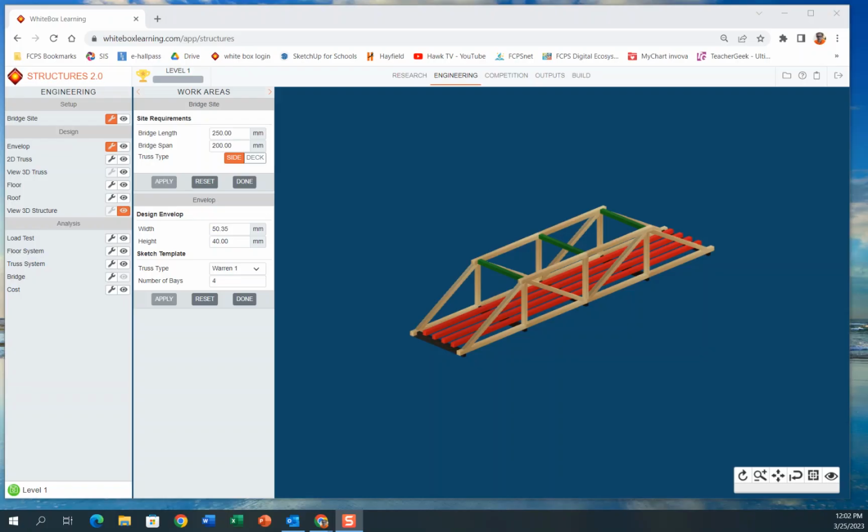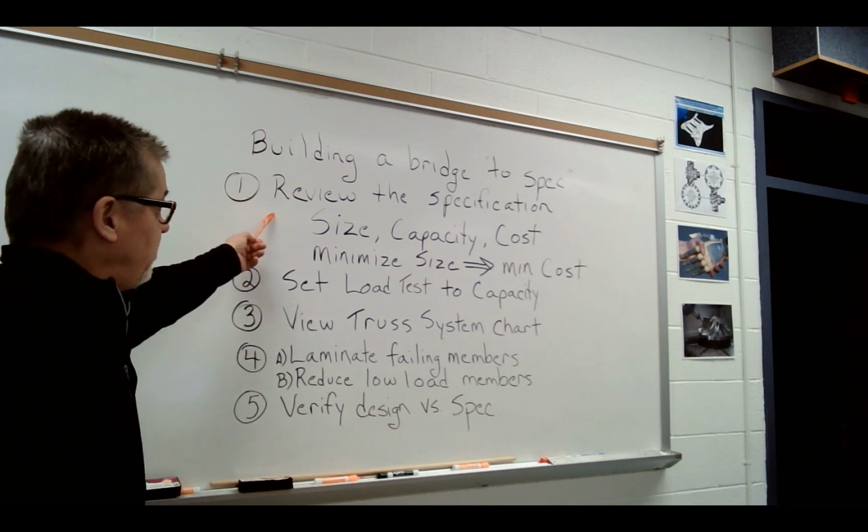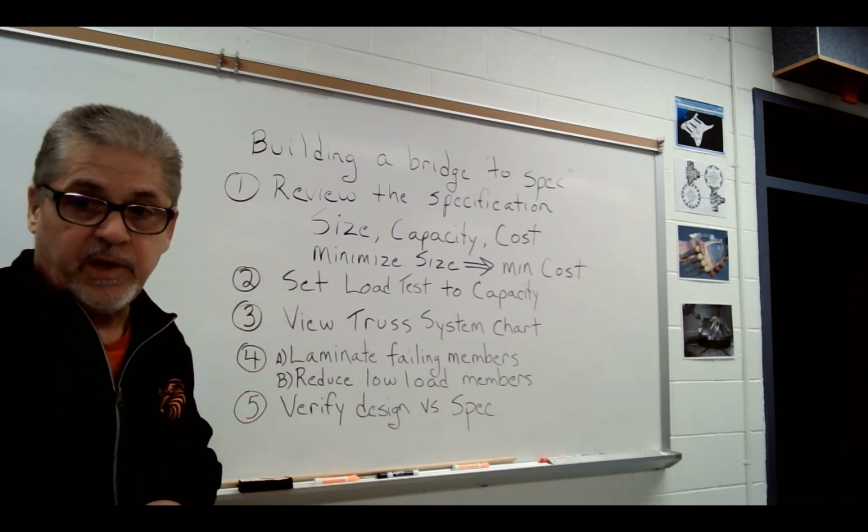All right, let's get back to it. Okay, so I've minimized the size of my bridge. Got to keep the span at 200 because that's what the spec says. I did get rid of a bay, so simplified things a little bit. And all right, now let's get back to the whiteboard. All right, so we've done that. Okay, we've reviewed the specification and we've set up the size of our bridge to match the specification.